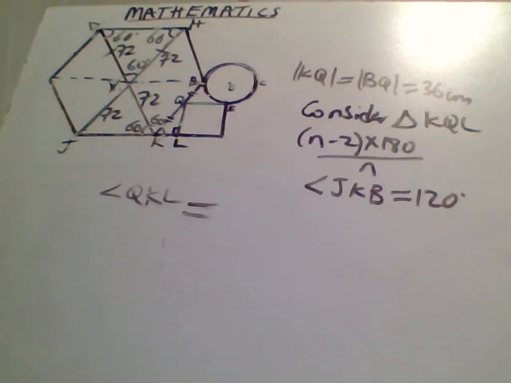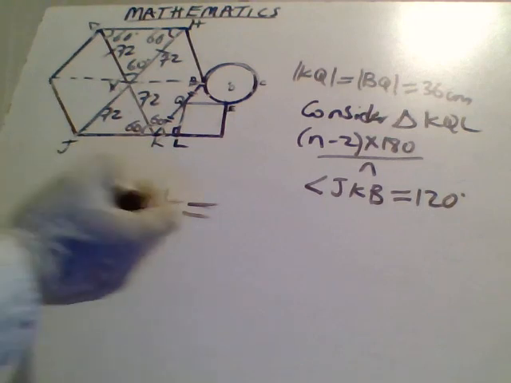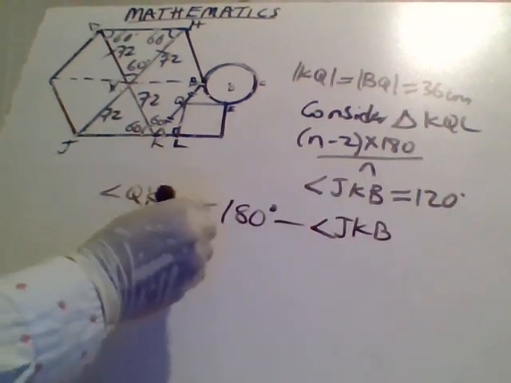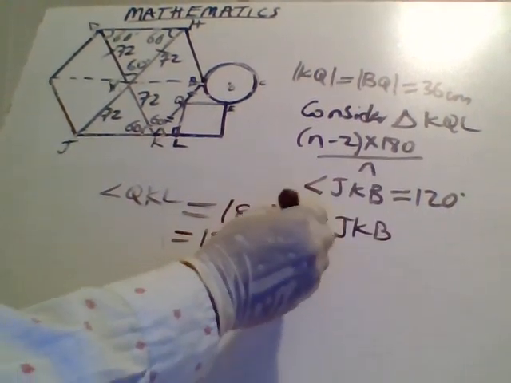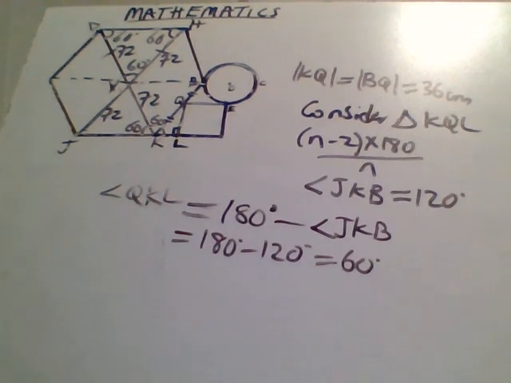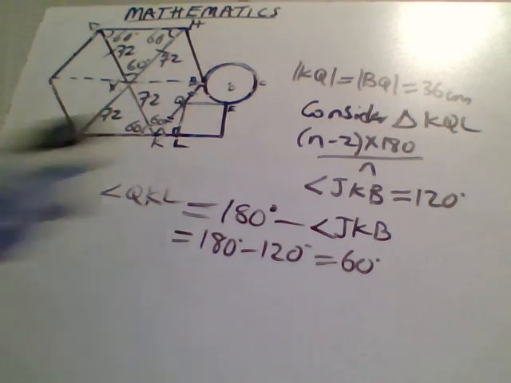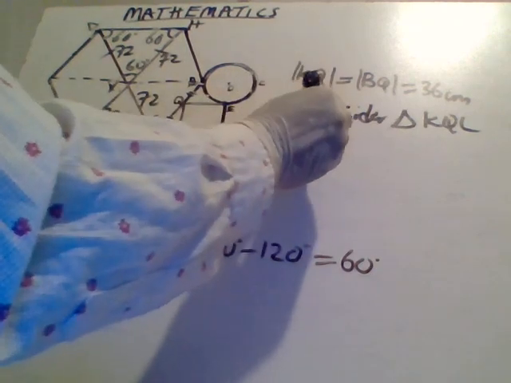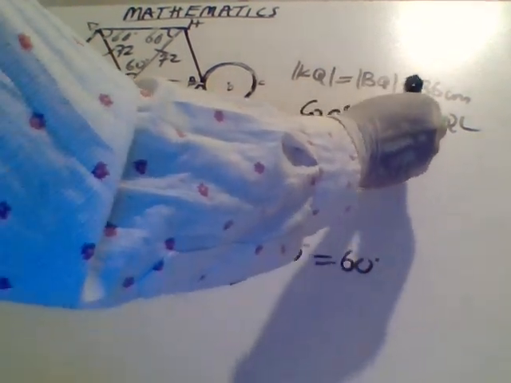So we know that the sum of angles in a straight line is equal to 180 degrees. So that means we have to subtract angle JKB from 180 degrees, which means 180 degrees minus 120 degrees, and that gives us 60 degrees. So we have gotten this angle here to be 60 degrees. We can move on into solving what we have here. So let's clean here. So we now have gotten that angle QKL is equal to 60 degrees.